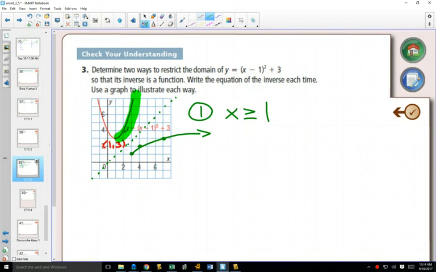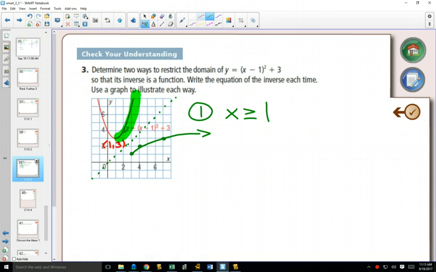And so that would be the image or the inverse function for only that half. So if we restricted the domain to x is bigger than or equal to 1, which is only the highlighted green part, when we switch the x and the y values, the graph that we get passes the vertical line test and is a function.